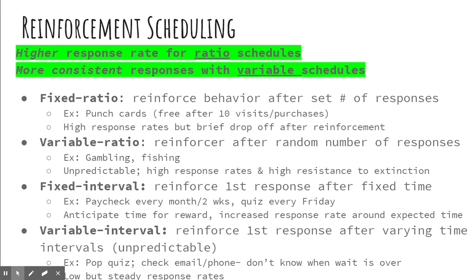Next would be fixed interval. So again, this is fixed. It's the same amount of time in between, and it's interval, so it's based on time, not the amount of responses. It may be fixed interval, maybe every 5 minutes a reward is available. Okay. So an example would be a paycheck. Every month, if you do your work, then you will get a reward, right?